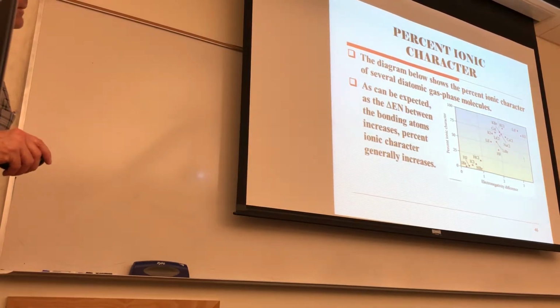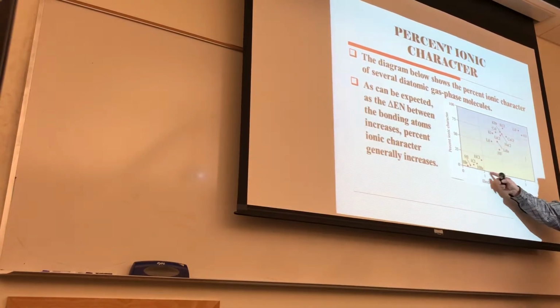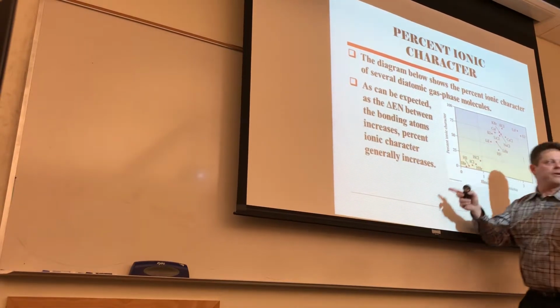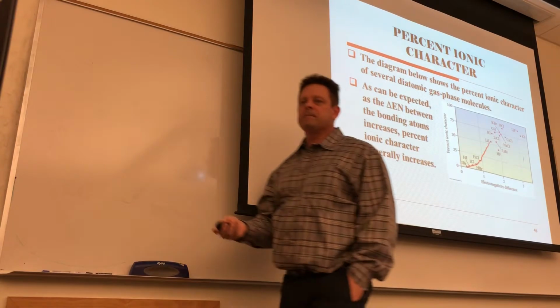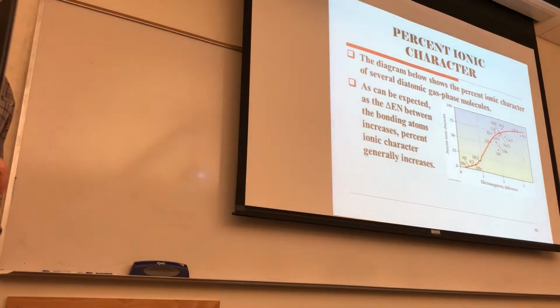Just to make this clear, as the change in electronegativity increases, I increase the ionic character. You see that as I go this way, I go this way. Increase in electronegativity difference, I increase the percent ionic character. That's the correlation. Increase. Okay, good.